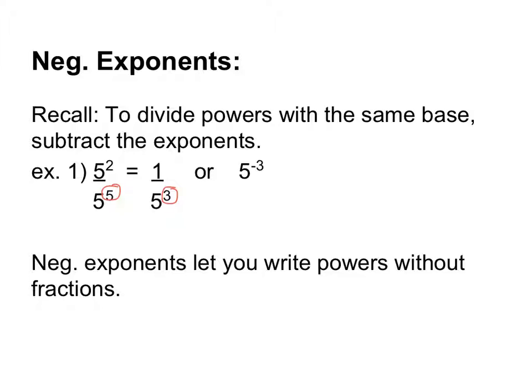Or if you actually subtracted in order, if you wrote it as 5 to the 2 minus 5 power, then that's going to give you 5 to the negative 3 power. So 1 over 5 to the third is the same thing as 5 to the negative 3. If you want to change the power, you're going to take it out of the denominator and move it up into the numerator. So that's the way to write it with a negative exponent. Negative exponents let you write powers without fractions.